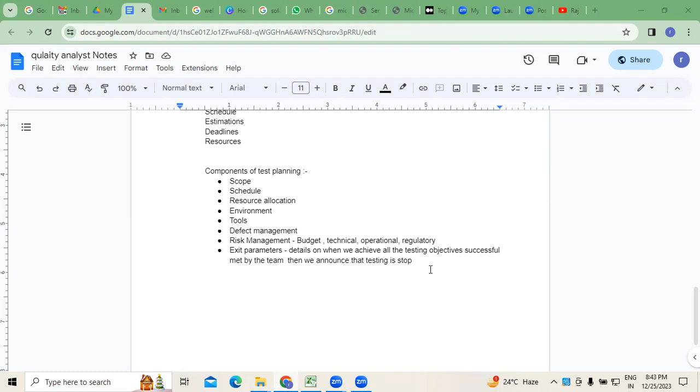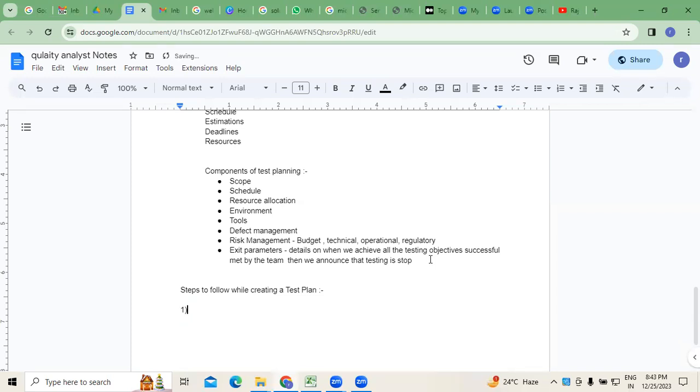Now, the next point we need to know is how to create a test plan, because what are the steps to be taken into consideration to create a test plan? Steps to follow while creating a test plan, right? Whenever we are going to create test planning, what are the steps to be taken into consideration? This is what we have to know.